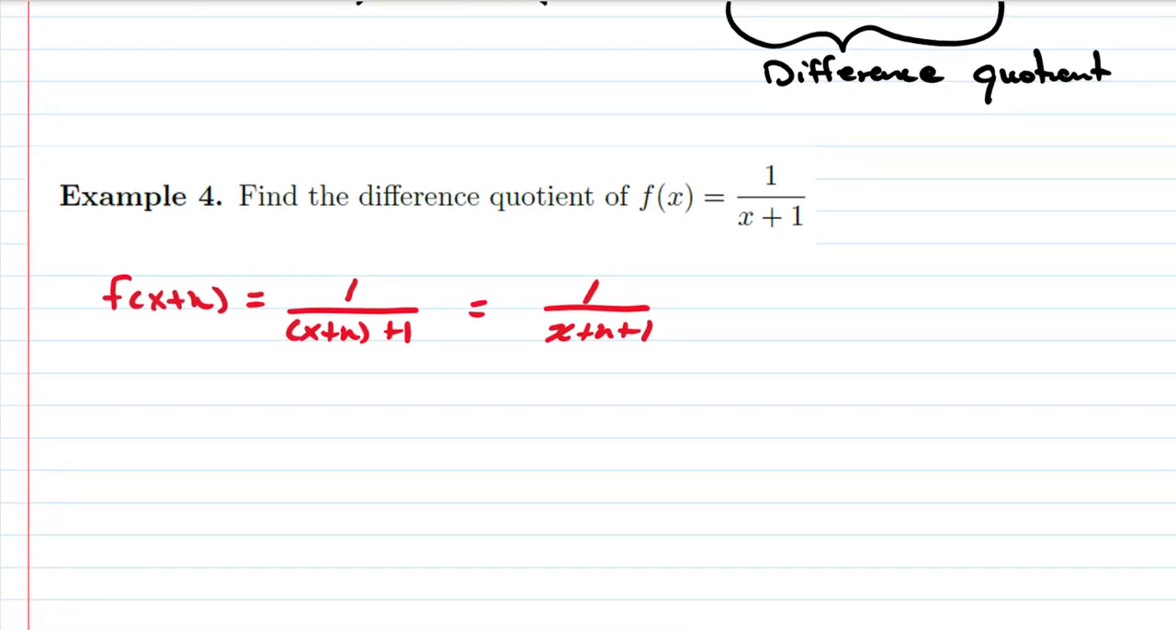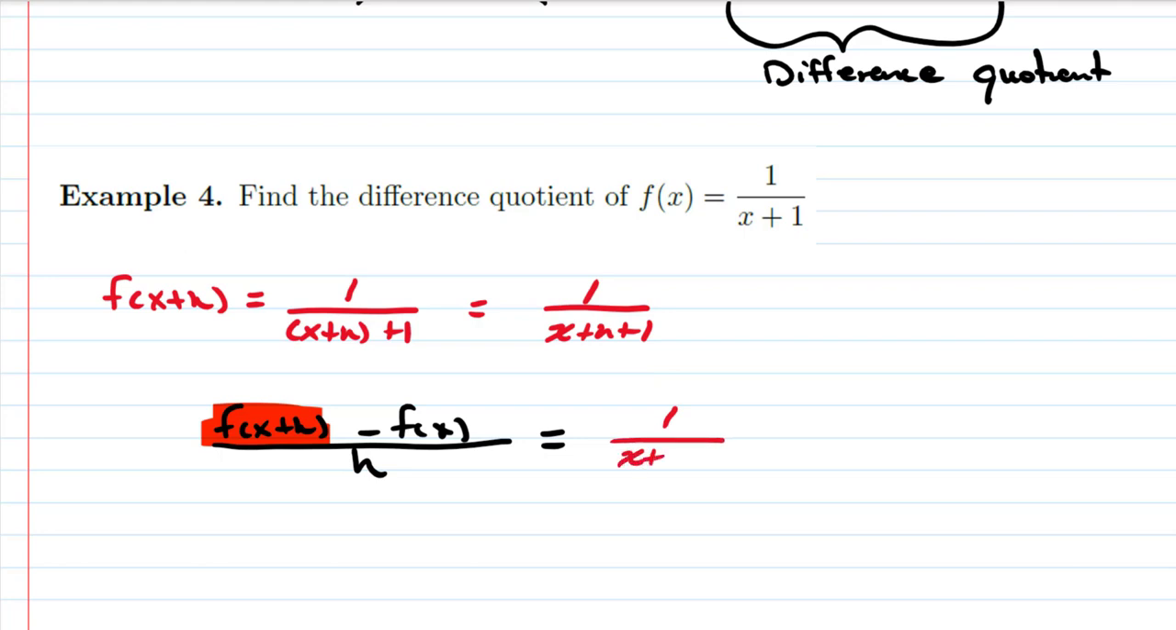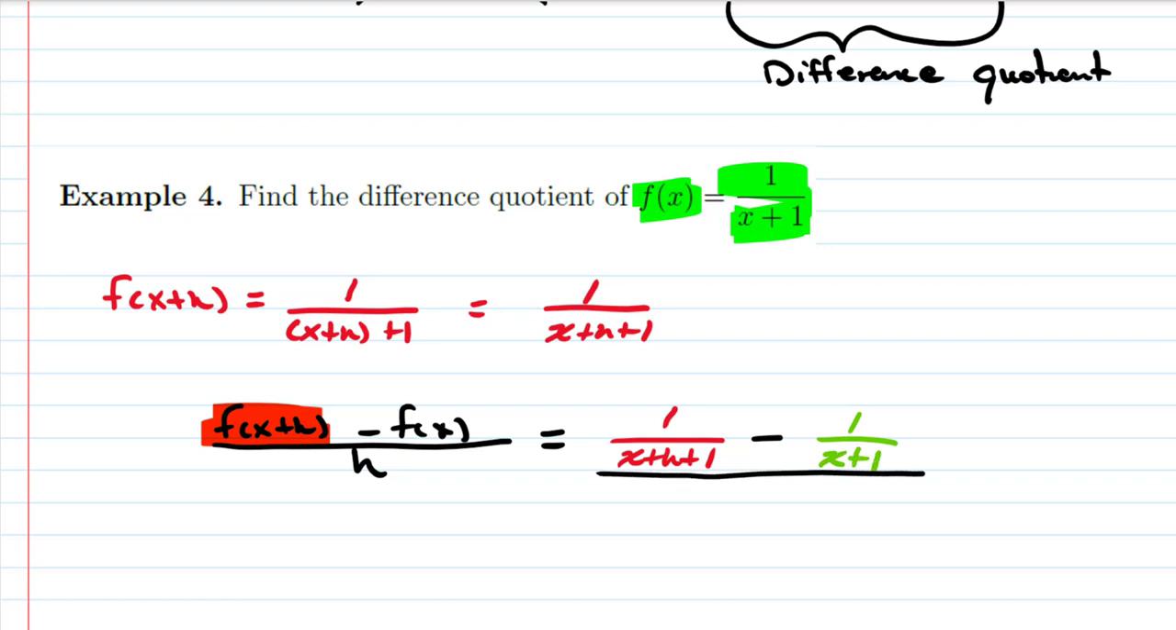So now my formula is f of x plus h minus f of x all over h. So f of x plus h, we just calculated, is 1 over x plus h plus 1, minus our f of x, which is our original function. So that's going to be 1 over x plus 1. And then the whole thing divided by h. And h is just from our formula. So now we need to simplify this.